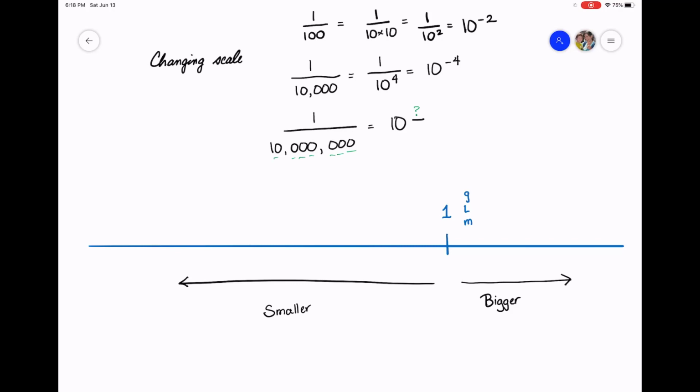Again, we're going to count our zeros. There are 7 of them, but because the 10s are on the denominator, we make that a negative 7.